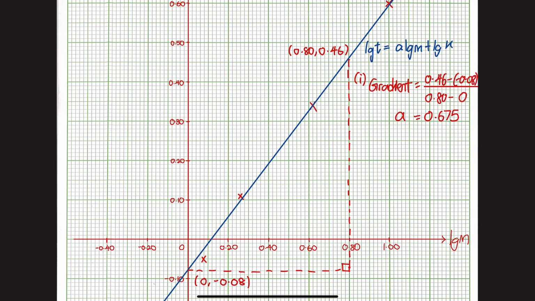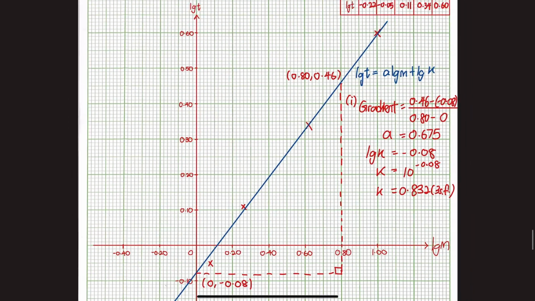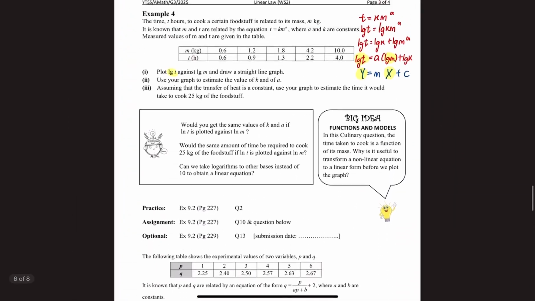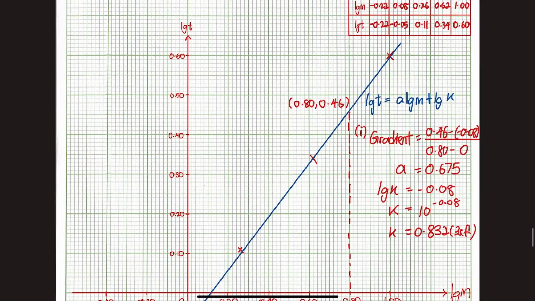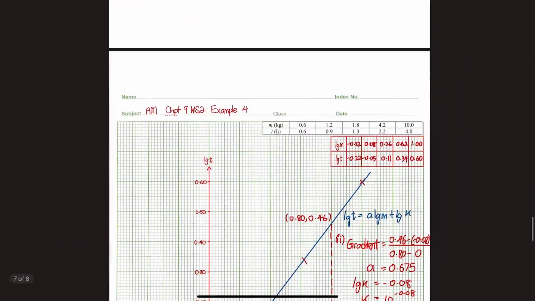Then the last part, the y-intercept here, k. Log k is equal to the vertical intercept, which is negative 0.08, which means that k is equal to 10 power negative 0.08. I should get k to be equals to 0.832, rounded off to 3SF. Okay, sorry, this is for part 2. Part 2 here, finding A and K.